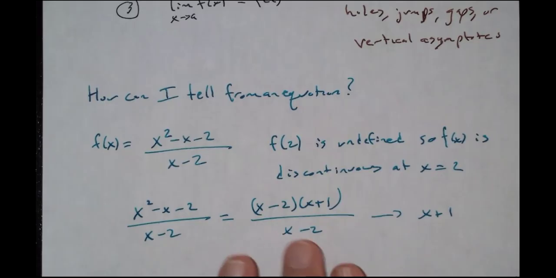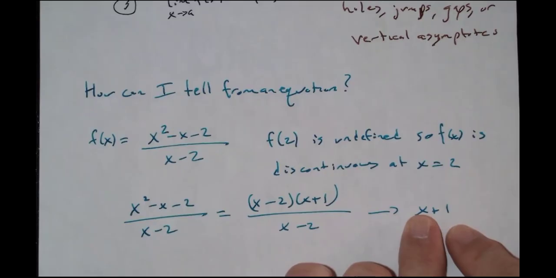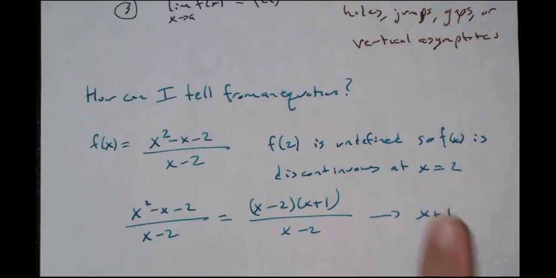And that means that everywhere except 2, my graph looks like this. This is defined everywhere, which means f of x is defined for all values of x other than 2, because it works out to be this. And that's a polynomial. What do we know about polynomials? I can just plug in.